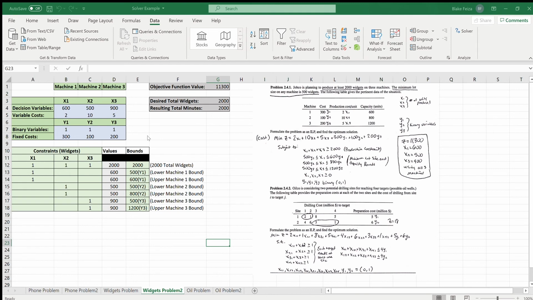And then magically this will give you our optimal solution, which in this case is going to be a cost of 11,300, where our x1 variable is 600, x2 is 500, and x3 is 900. So here we're using all three of the machines, so all of these are ones and there's no zeros.